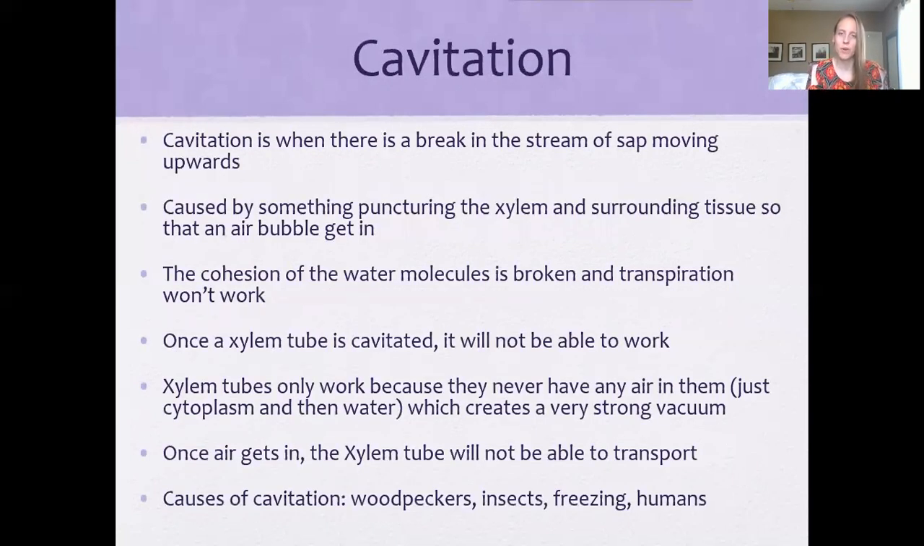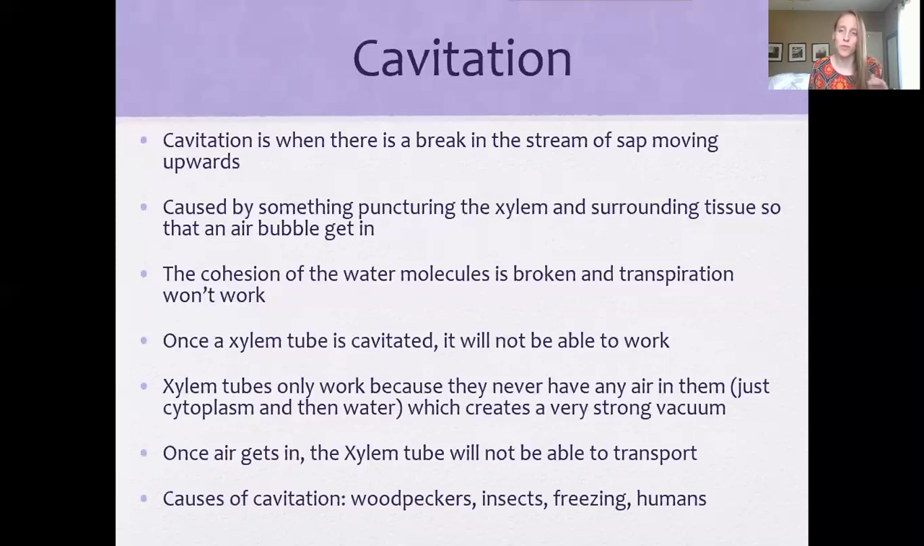Cavitation is the process where you break the stream of sap that's moving upwards through a xylem tube. Essentially, this happens when you puncture a xylem tube, like from the outside of the tree, and that allows an air bubble to get into the xylem tube. As soon as that air bubble is in there, you break the chain of water molecules that were pulling each other upwards, so you no longer have that cohesion, that attaching of water molecules to each other. And as soon as that happens, transpiration can't work anymore. So once a xylem tube is cavitated, it is no longer ever going to function.